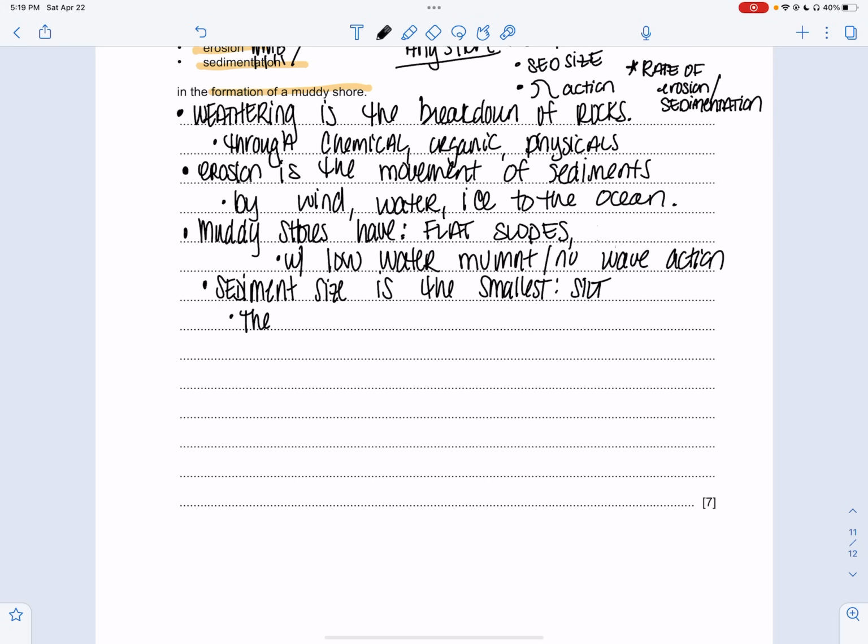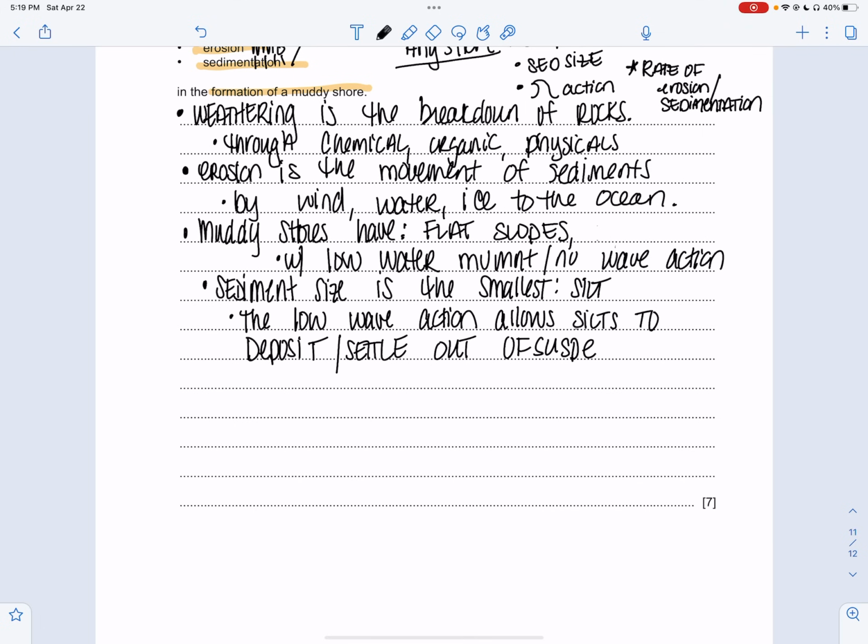And then the low wave action, again, slow water, very minimal water movement, allows small, and I think it'd be better if I said silt. I'm sorry, I'm almost done, I promise. I've just been doing test review too long today. Allows silts to deposit, or settle out of solution, or settle out of suspension.